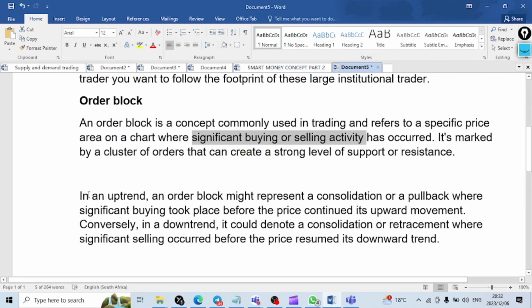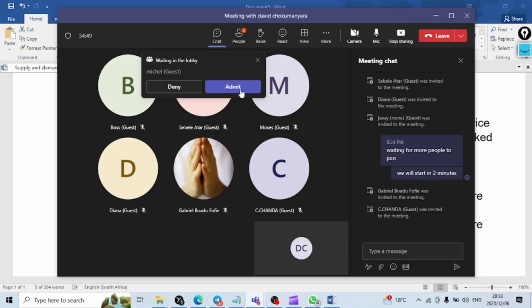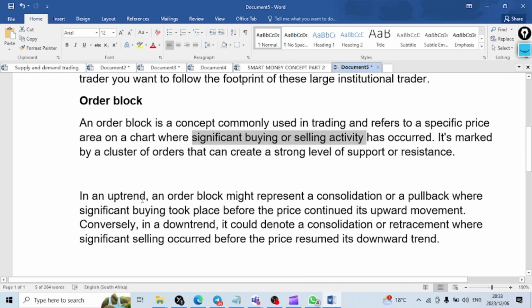So we talked about an order block. In an uptrend, an order block might represent consolidation or a pullback where significant buying took place before the price continued its upward movement. When we talk about the downtrend, it's basically the opposite. It could denote a consolidation or a retracement where significant selling occurred before the price resumes its downtrend.